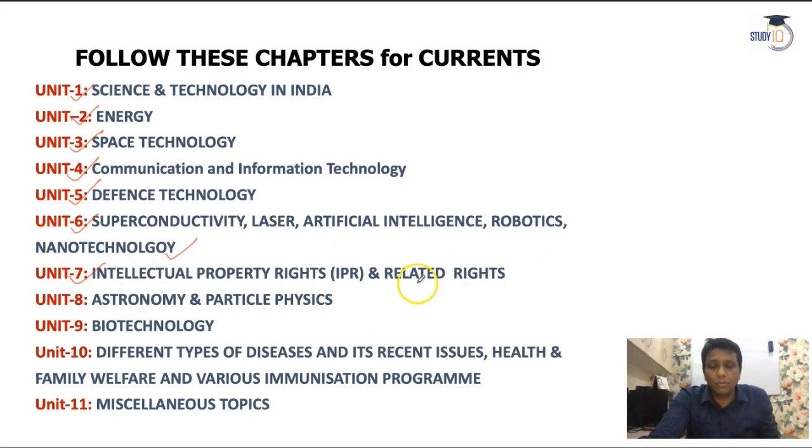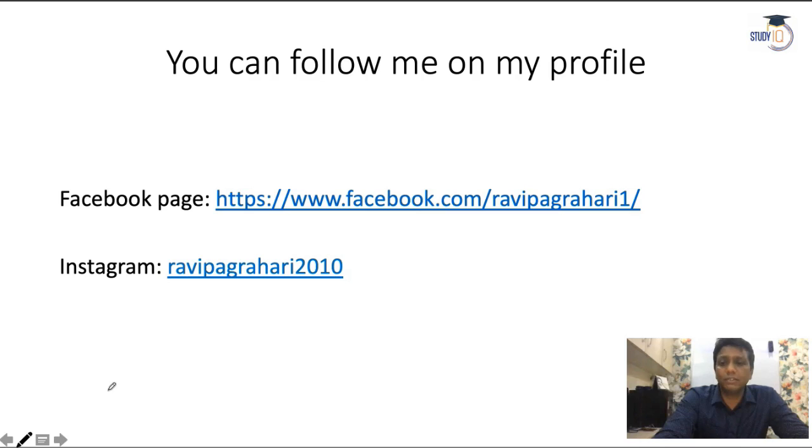Seventh is the intellectual property rights based current affair issues. Eighth is astronomy and particle physics based current issues. Ninth is biotechnology based current issues. Tenth is health and disease plus various immunization programs based current affair issues, and the eleventh chapter will be miscellaneous topic based current affair issues. So I'm going to start with these chapter-based current affairs order-wise. In some chapters you will not get current affair issues, but some other chapters have current affairs for the September month. So let us start, guys, the first chapter.